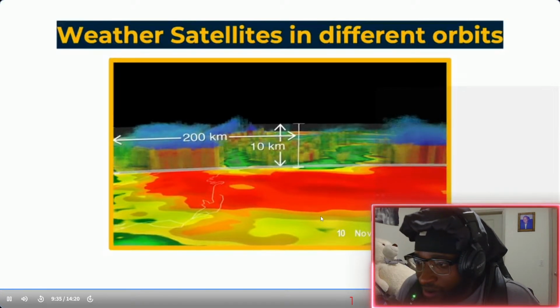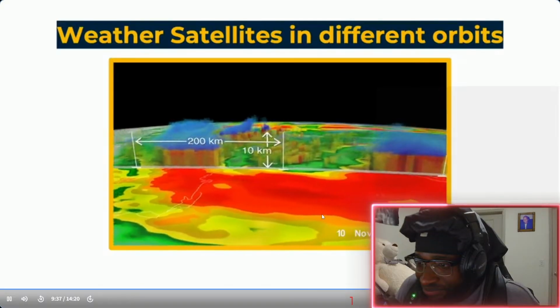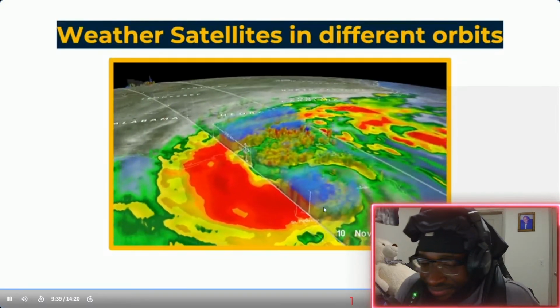These two satellite systems to get both really fine scale detail and large scale detail. Now, why don't we just use like a ton of low Earth orbit?